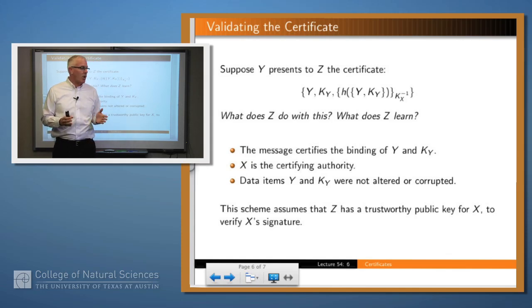Okay. So then how does Y use this thing? Well, Y, say, has to deal with Z, so Y presents his certificate to Z. Now what assurances does Z have? Well, what Z does is take the signed portion out, verify that the signature really is X's signature, and to do that must have X's public key somehow, recompute the hash of the first two values, which is Y and K sub Y, and compare that to the hash that it received in the signed value. If those two are the same, that's pretty high assurance that those values weren't changed somehow or corrupted. Then Z knows that X is the certifying authority and that X is essentially saying, you can trust that Y and Y's public key have this association.